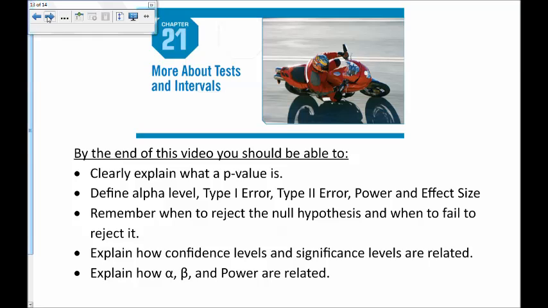Okay, so that's the end of this video. I know there were lots of different topics. Some of them were clear or not clear. Please bring questions to class, but hopefully you better understand what a p-value is, what an alpha level or significance level is, a type 1 and type 2 error, the power, and effect size. Hopefully now it's clear when to reject the null hypothesis and when to fail to reject it. That has to do with the p-value being lower than alpha or above alpha. You should be able to know how confidence levels and significance levels are related, and also how alpha, beta, and power are related. Okay, thank you so much for watching.